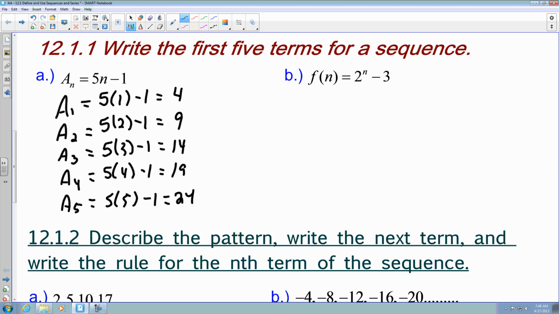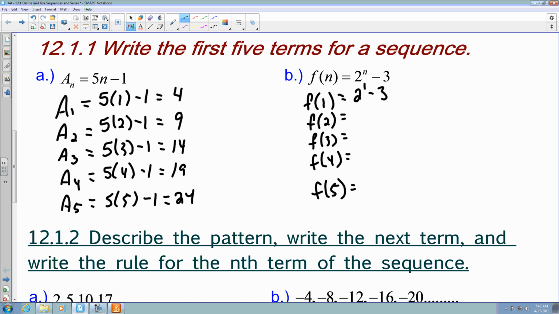Same thing goes for B. So if I have f of 1, f of 2, f of 3, f of 4, and then f of 5, what I want to do is replace n with those values. So I'm going to say 2 to the first power minus 3. I got 2 to the second power minus 3. 2 to the third power minus 3. 2 to the fourth power minus 3, and then 2 to the fifth power minus 3.